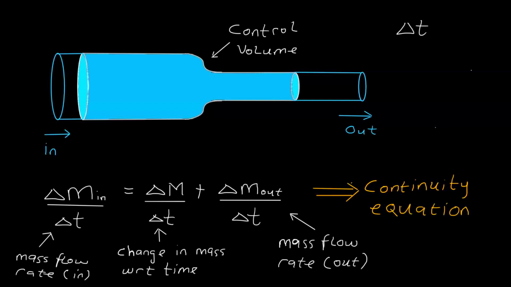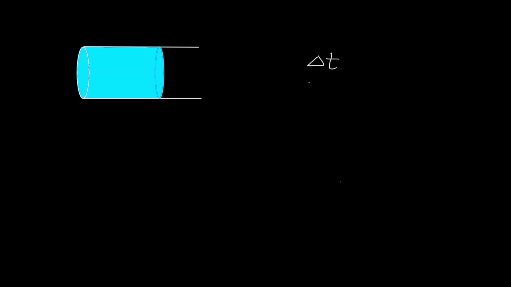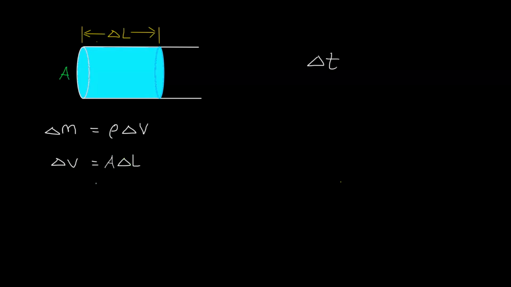We can write the mass flow rate of a fluid in or out of a pipe of known cross-sectional area in terms of the fluid's density and velocity. Let's say some mass of fluid flows into a pipe within time delta t. This mass of fluid is equal to its density multiplied by the volume it takes up in the pipe. And this volume is equal to the cross-sectional area of the pipe multiplied by the length of the pipe through which the fluid extends. So the mass of fluid delta m equals the density multiplied by the area multiplied by the length through which the fluid extends.